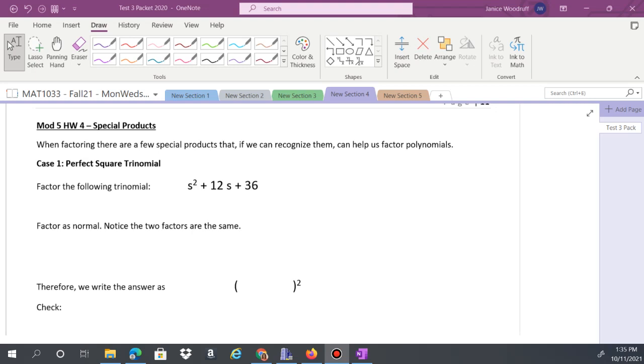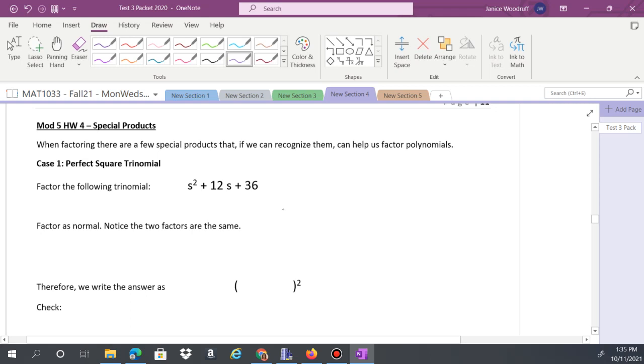Okay, section 4 is special products. There's just a few special ones. You can kind of recognize them right off the bat when you're factoring them. The first one is called a perfect square trinomial. This is going to be when there's 3 terms. When you look at the terms and you go to factor them, you're going to notice that the 2 factors are the same.